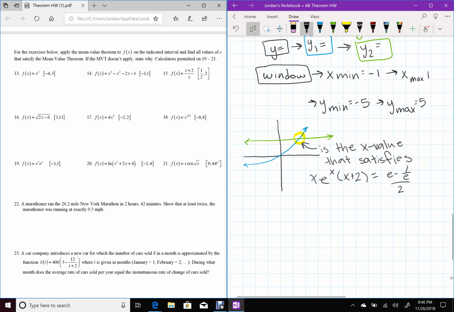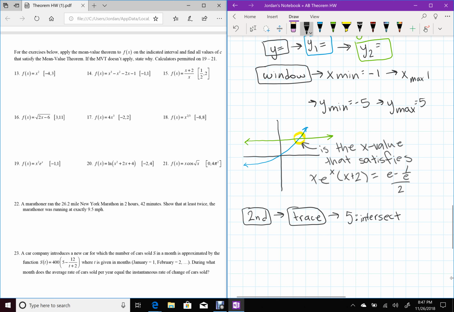So to find out what that is, we have to do a different set of commands. We need to press second, then we need to press trace, and from there, we're going to choose option 5, which says intersect. Because that's what we're looking for. It's the intersection right here. And then it will ask you for the first curve, and you want to make sure you're on the blue. The second curve, you want to make sure you're on the green. And then you want to press yes.